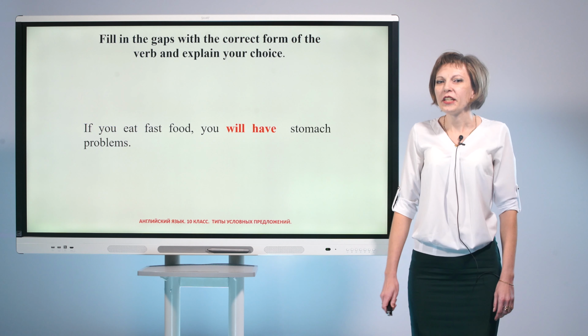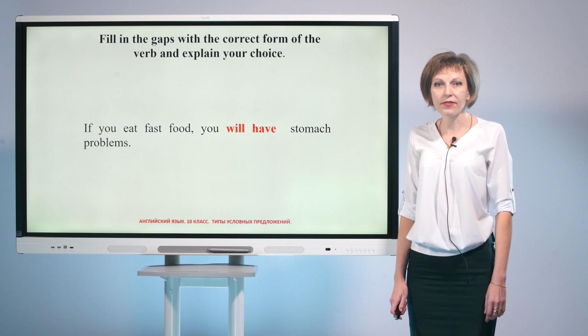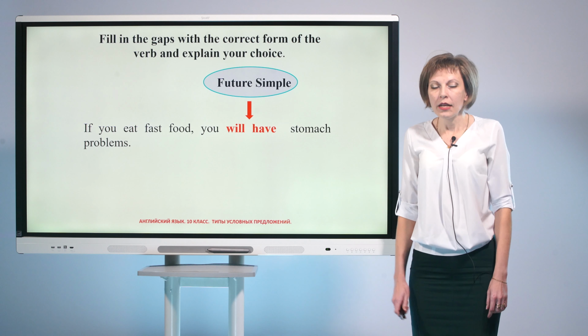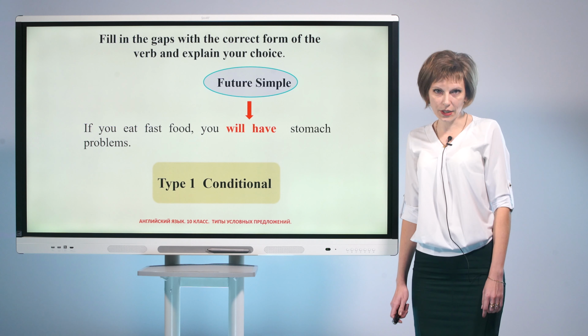Nice. If you eat fast food, you will have stomach problems. Here we've just used future simple, because this is type 1 conditional.